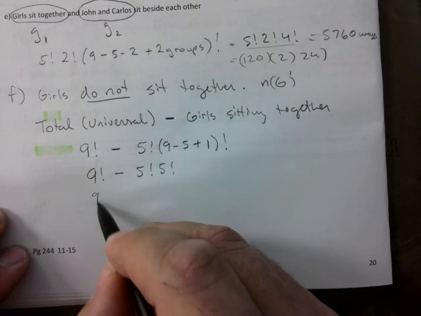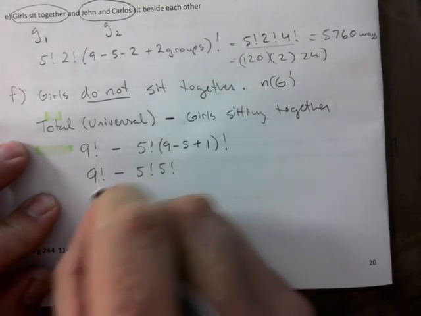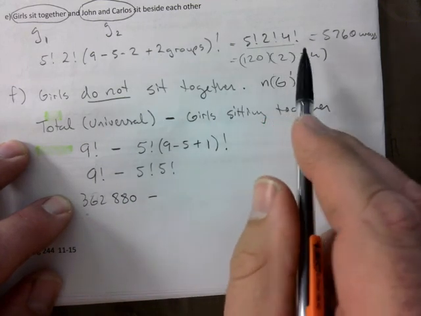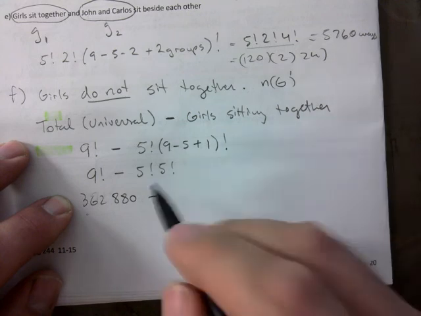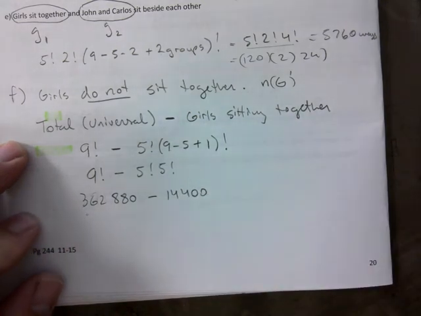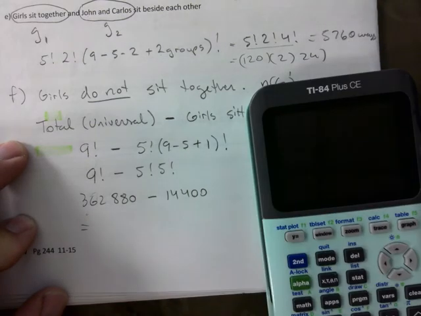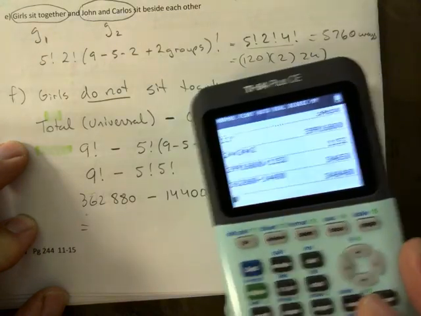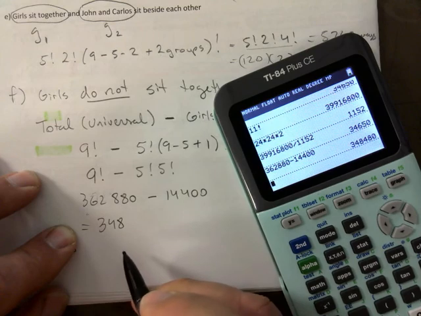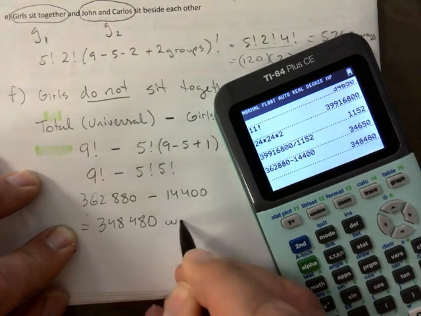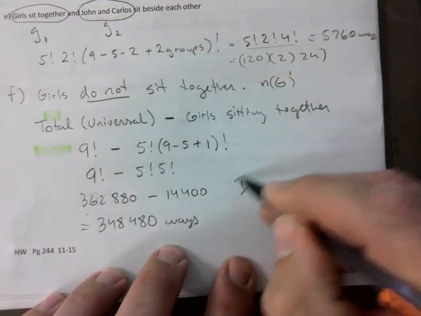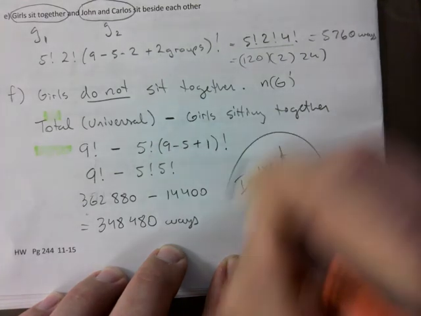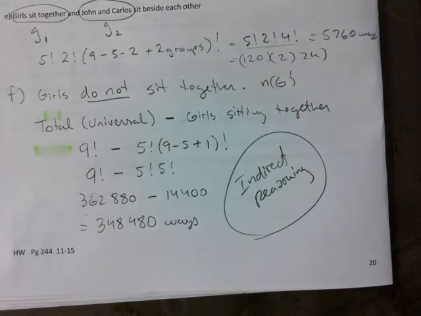Okay. So 9 factorial. That's 362,880 minus, I will just go and get it from up there. That was B, right? 14,400. It's 348,480 ways. Indirect reasoning. More of this to come. You will see me do that more and more.